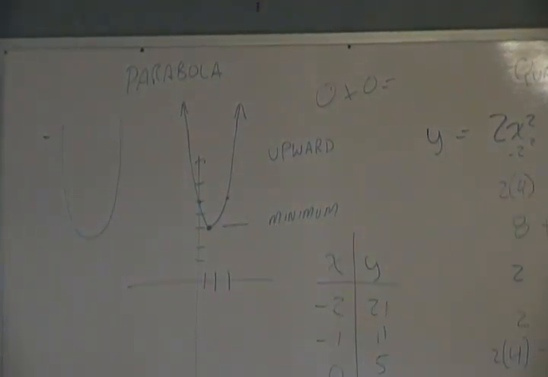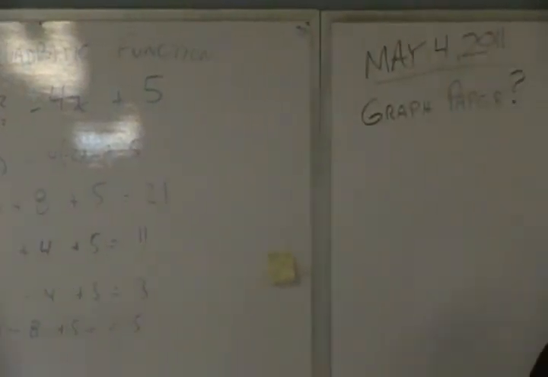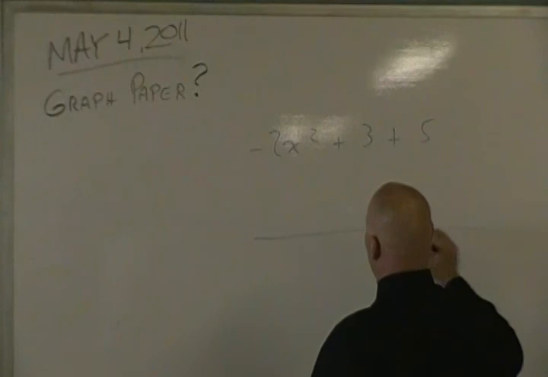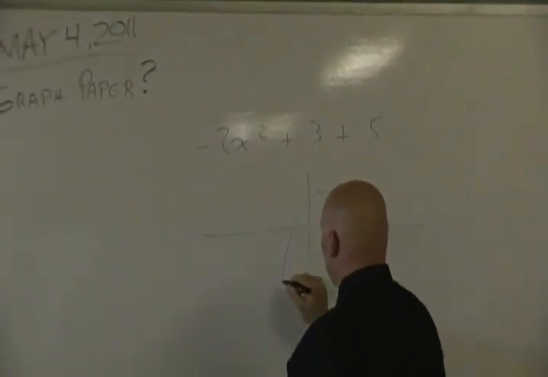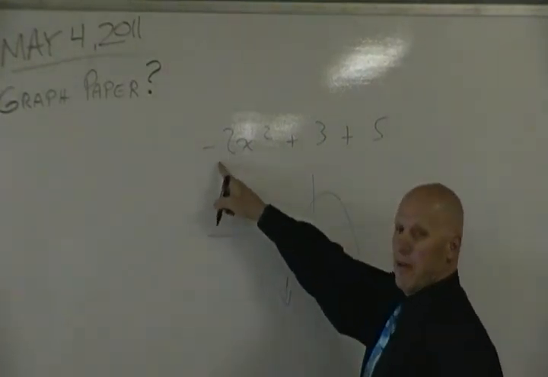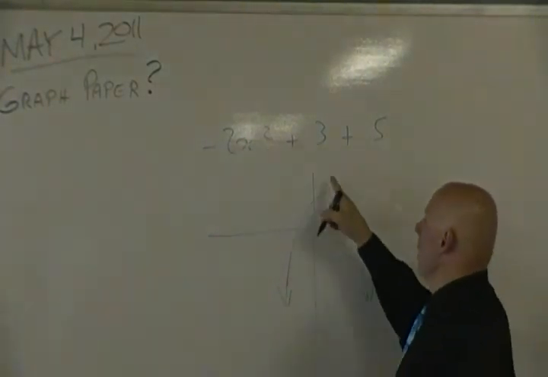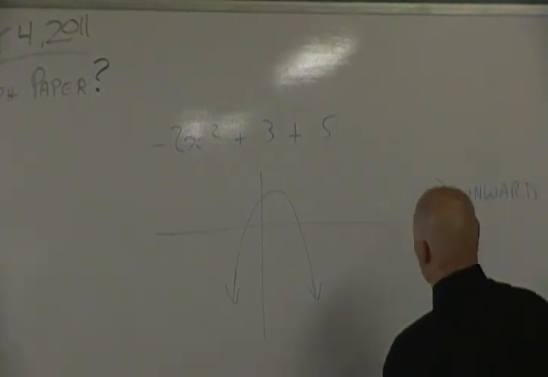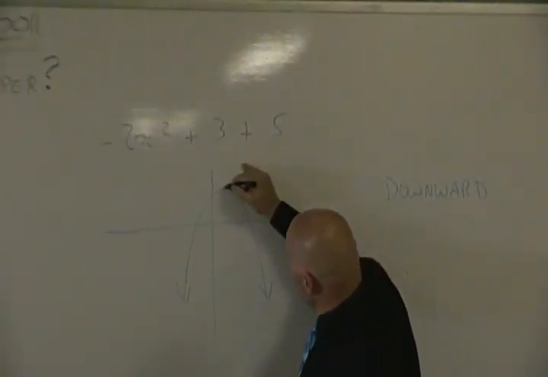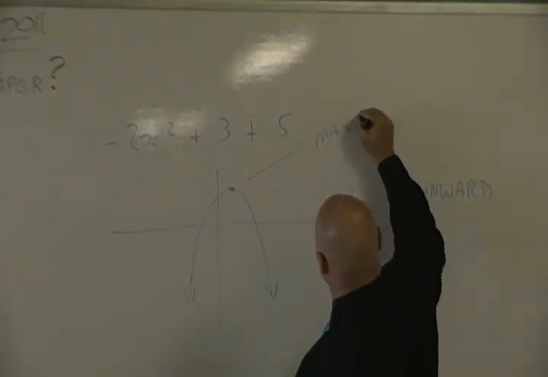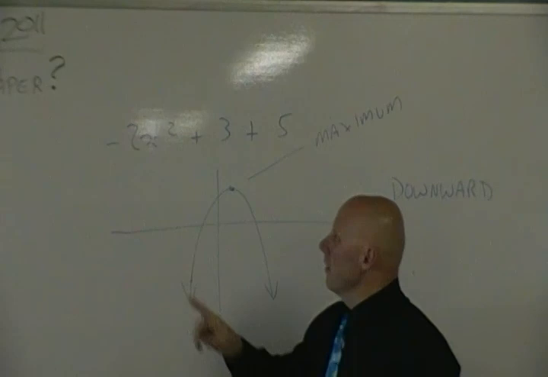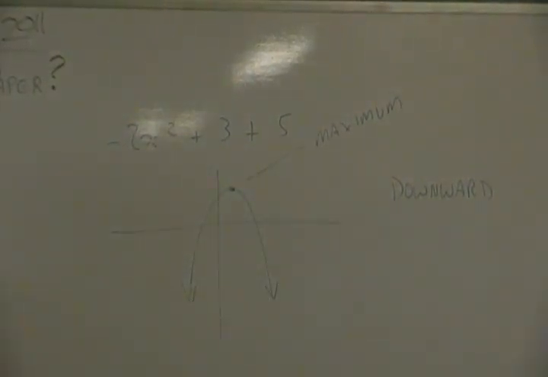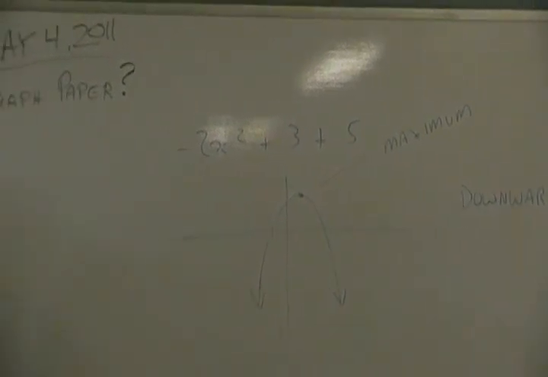If a is positive, it goes up. If a is negative, it goes down. I'm glad you said that because I was just going to draw something like that. Now notice here we got a negative 2, so this is going to be a downward graph, and this spot right here is the maximum. That's if a is negative. Is everybody okay with that? Can I erase this? Okay.